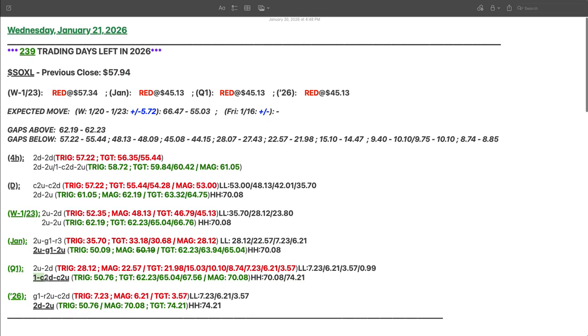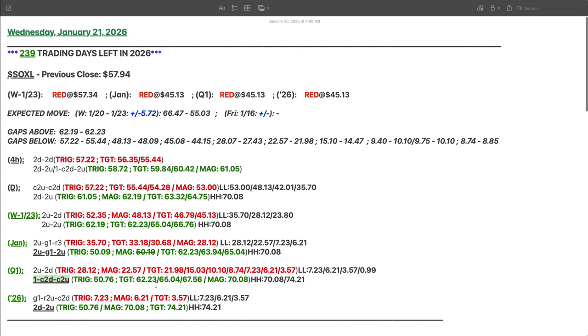On the quarter, we've talked about how we triggered that 1 combo 2 down, combo 2 up. We have not quite reached these targets on the way to the 70.08 magnitude, but these are the levels that we want to look for before seeing maybe a possible pullback or sideways action to digest another move to the upside before actually reaching that 70.08 magnitude.